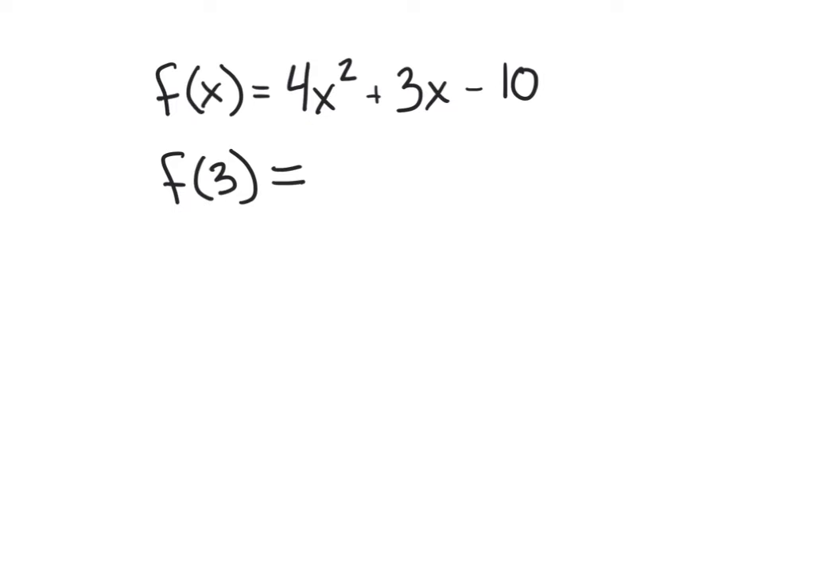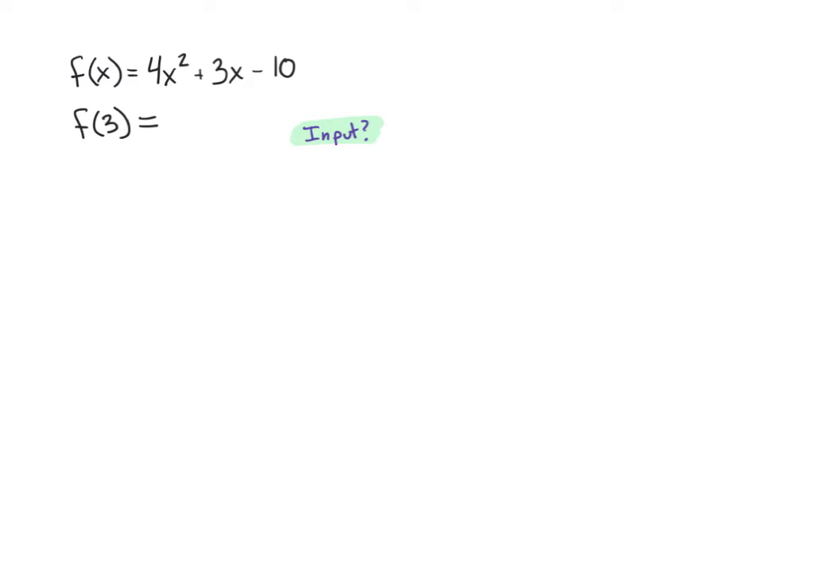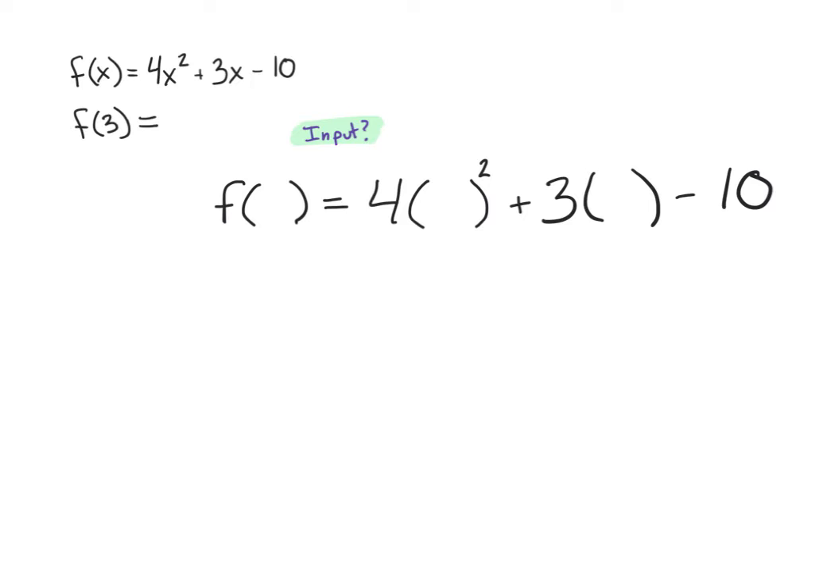Before I do anything else, I want to consider whether I have been given an input or an output. I look at my two pieces of information and I see a number inside the parentheses, so I know that 3 is an input. Now that I know 3 is an input, I first rewrite my equation, but instead of x's, I am going to put parentheses. Then I take my input, which in this case is 3, and I put that inside every set of parentheses.